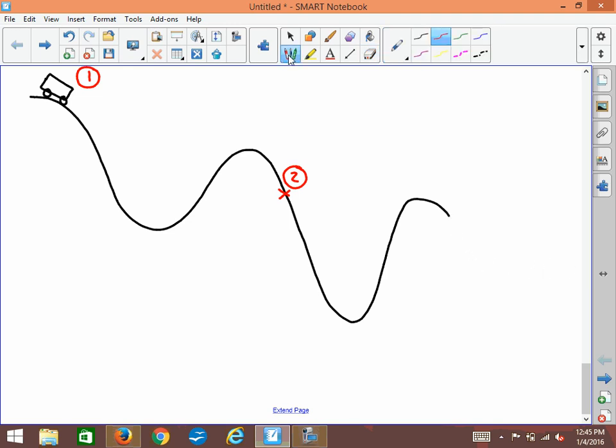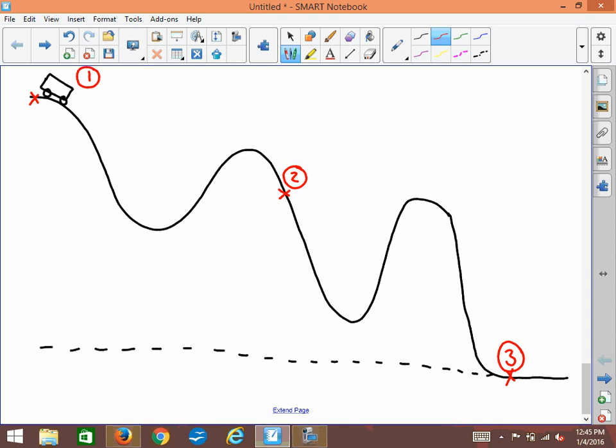I'm going to make this part of the roller coaster come down and all the way down, and that's going to be the ground. So that's how high the ground is. And we're going to call spot number 3 the spot right down there on the bottom. 1, 2, and 3 spots.